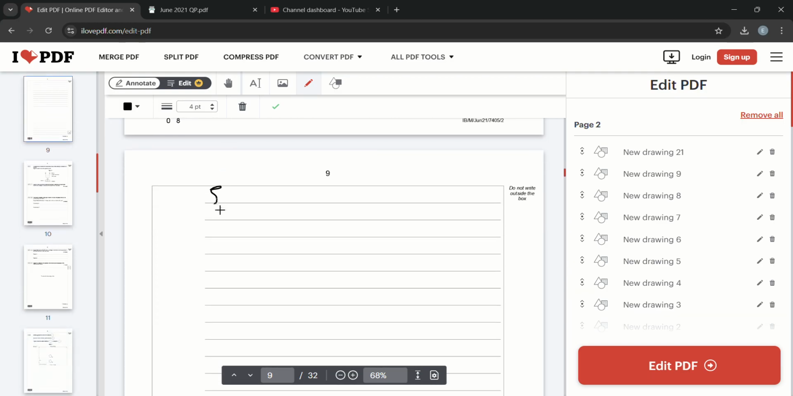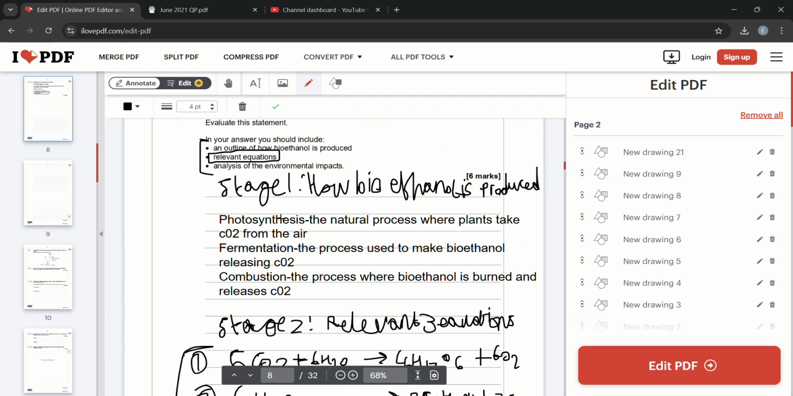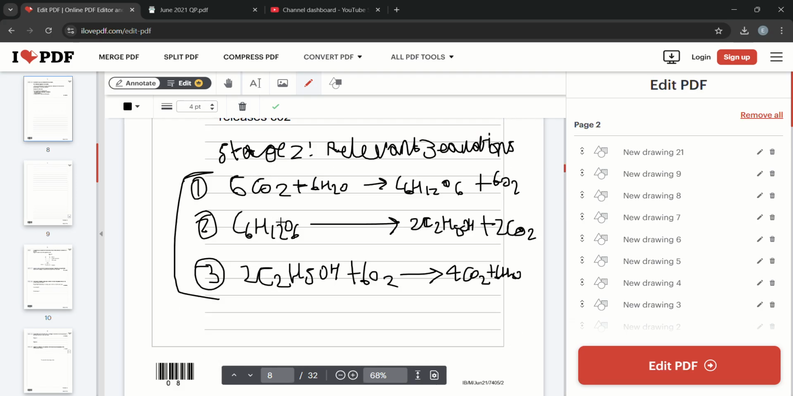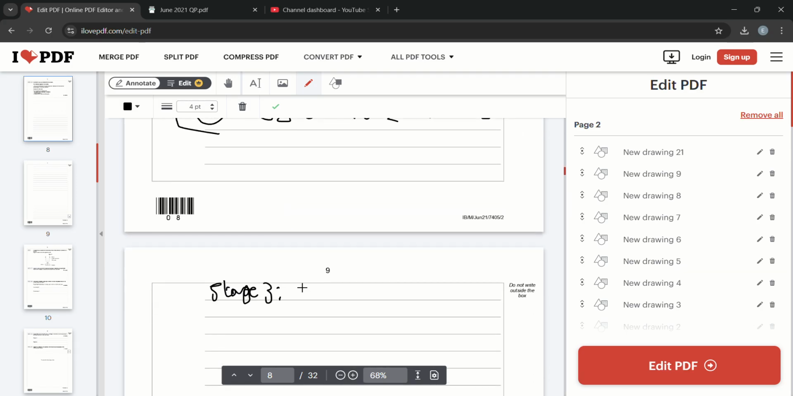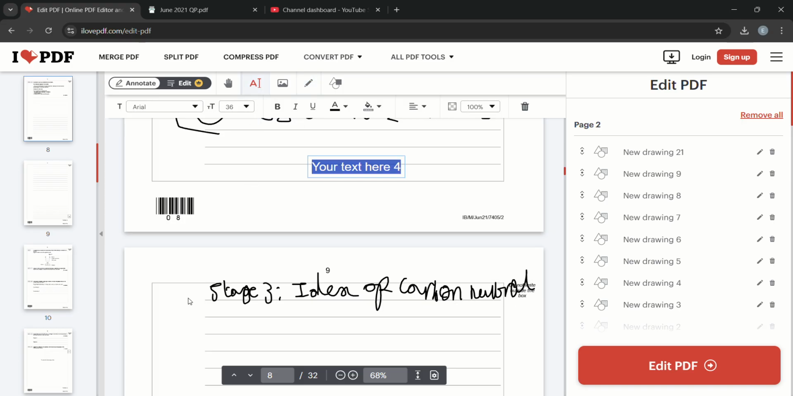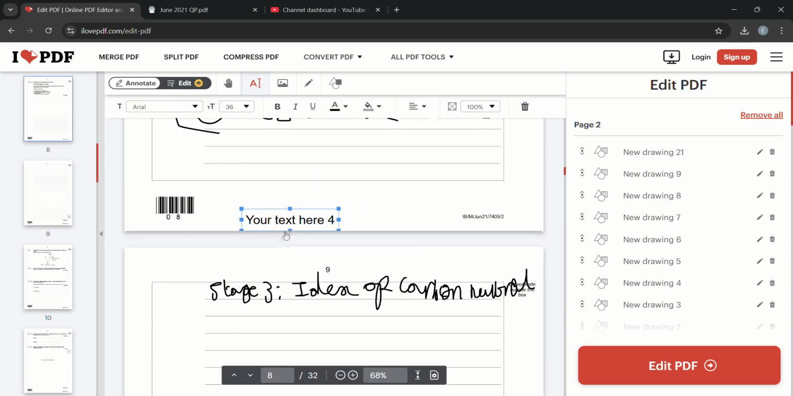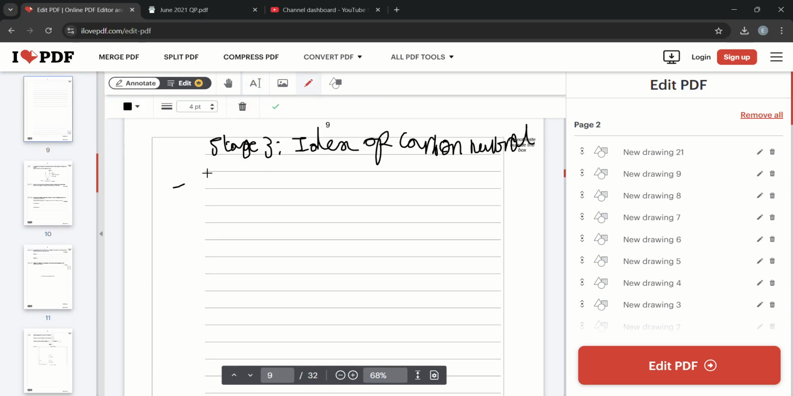And then stage 3. What was stage 3? I think it's about the environment. Yeah, analysis and environmental impact. So we're going to talk about the idea of carbon neutral, which is the key thing. And there's an argument for this, which I'm going to go through right now.